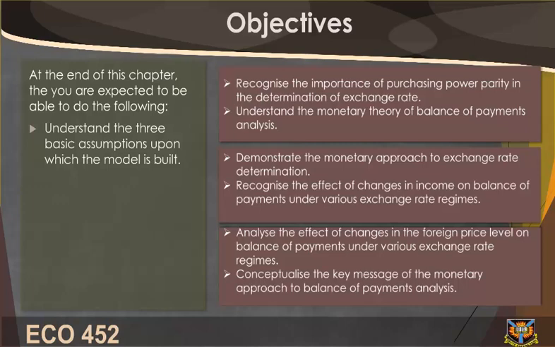Objectives. At the end of this chapter, you are expected to be able to do the following. Understand the three basic assumptions upon which the model is built. Recognize the importance of purchasing power parity in the determination of exchange rate. Understand the monetary theory of balance of payments analysis. Demonstrate the monetary approach to exchange rate determination. Recognize the effect of changes in income on balance of payments under various exchange rate regimes. Analyze the effect of changes in the foreign price level on balance of payments under various exchange rate regimes. Conceptualize the key message of the monetary approach to balance of payments analysis.